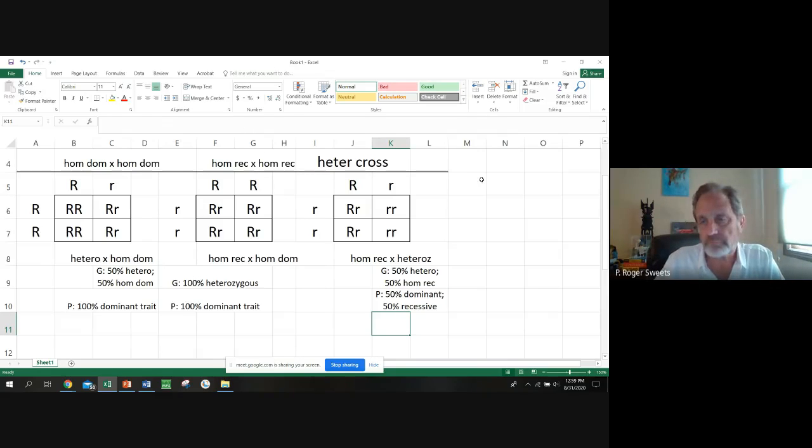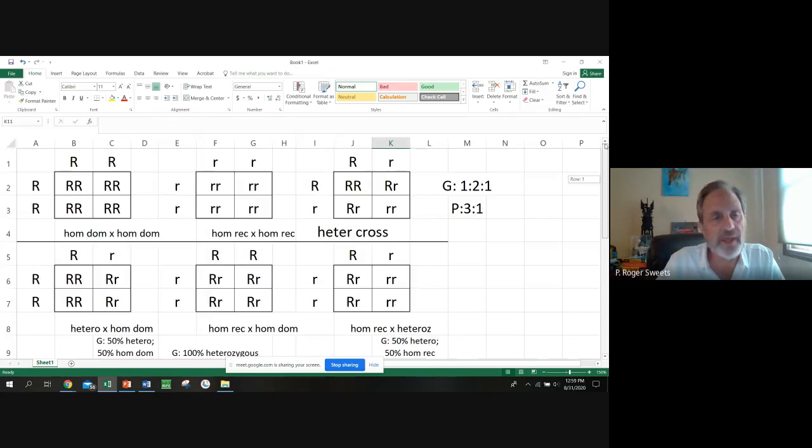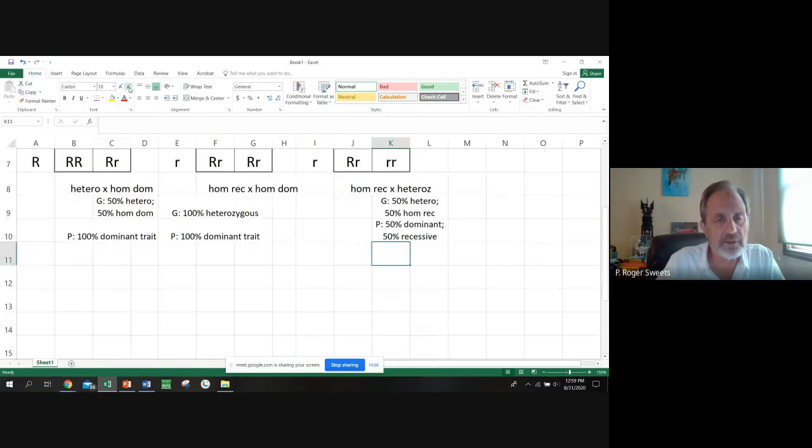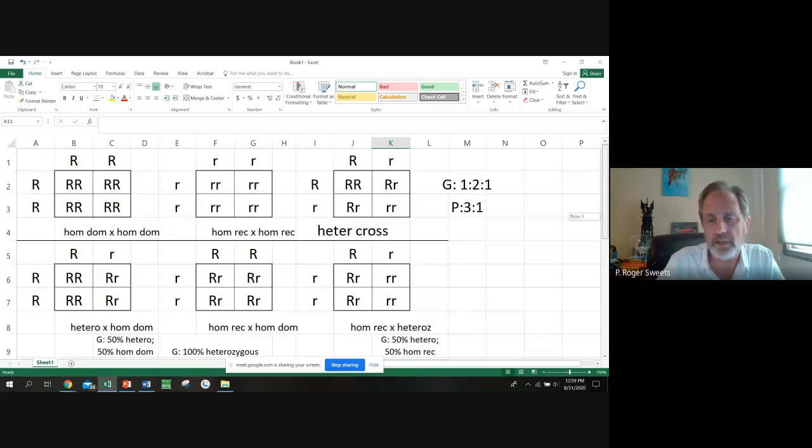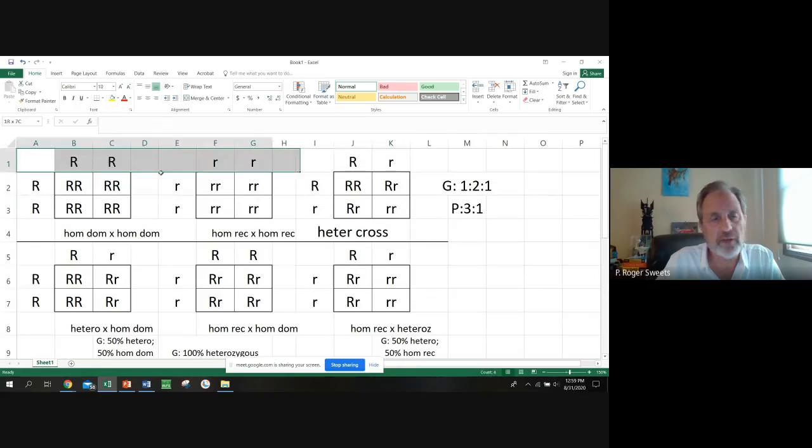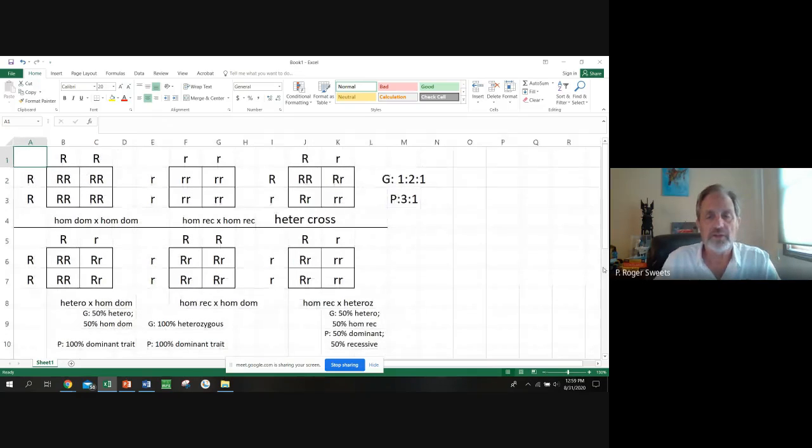Okay, so why did I go through all that? Well, I did that for a couple of reasons. Hopefully I haven't lost you yet. Sorry. I want to shrink all the, I know, let's do this. Hang on. There you go. So you can see the whole thing. Those are your 6 different crosses of a single trait.